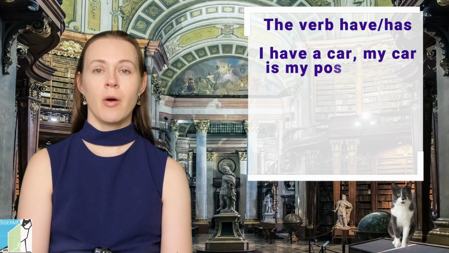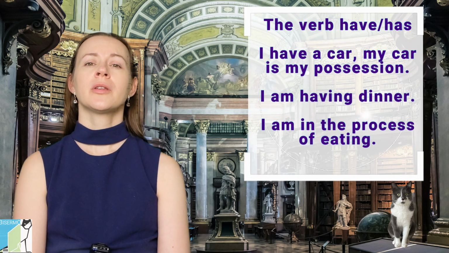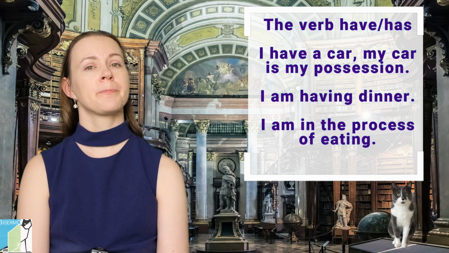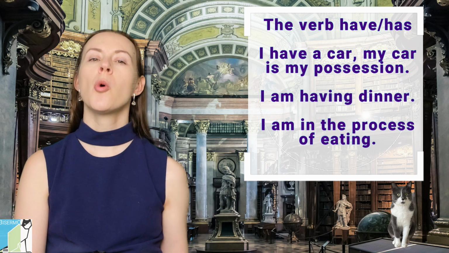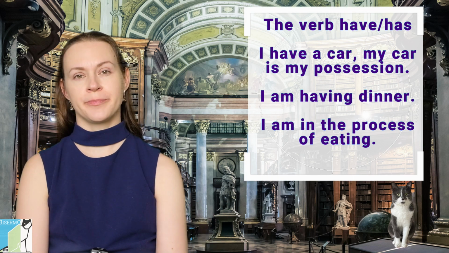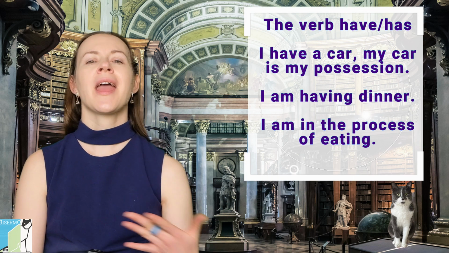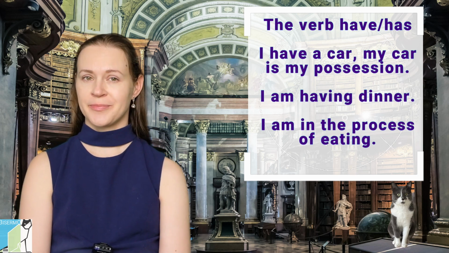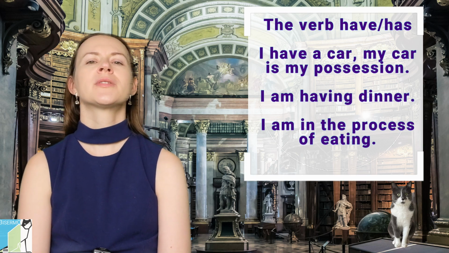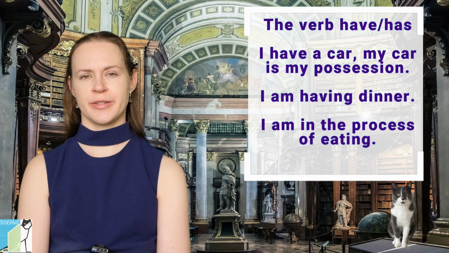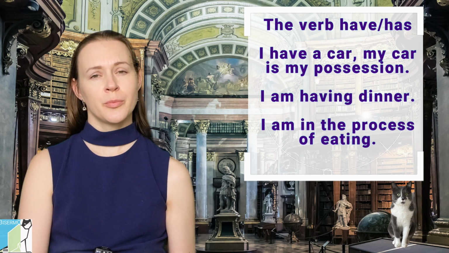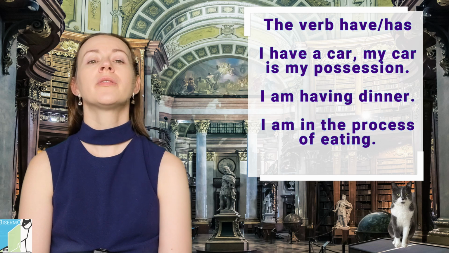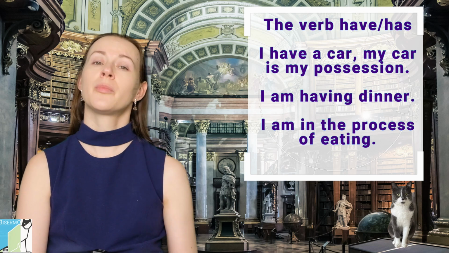The verb have or has we could use in both tenses. Please compare. I have a car. In this sentence, I'm the owner. My car is my possession. I'm having dinner. It means that I'm in the process of eating. In the first example, I was talking about my possessions and I used the present simple. And in the second example, I was talking about the process and I used the present continuous.